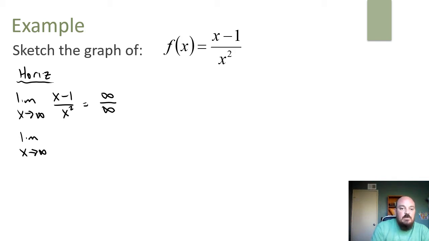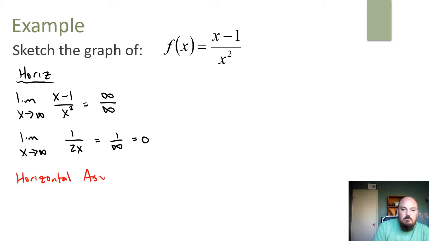The derivative of x minus 1 is 1. The derivative of x squared is 2x. And this time, if I plug in that really big number in the bottom, I get 1 over infinity, which remember equals 0. So that's my first answer here. This has a horizontal asymptote at y equals 0.